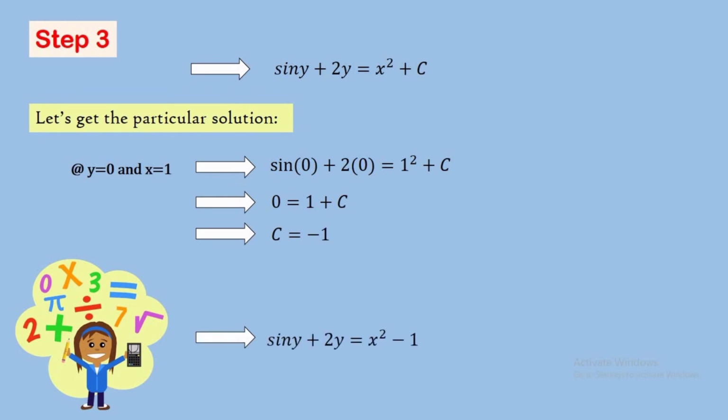And we have now the particular solution wherein we substitute the value of c to the general solution, and we have now the final form of the particular solution: sine y plus 2y is equal to x squared minus 1.